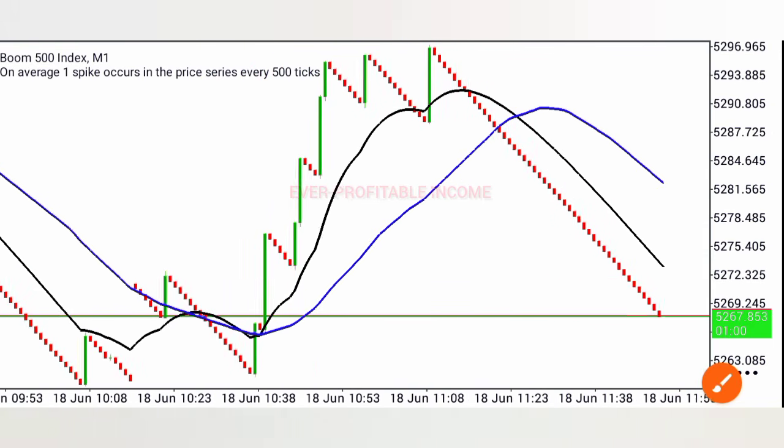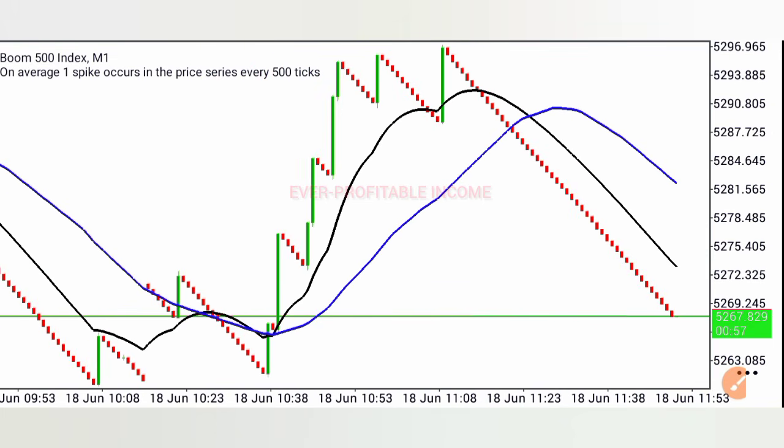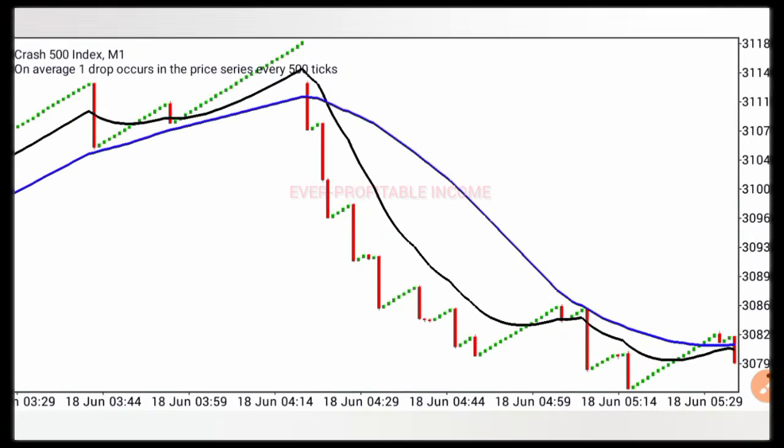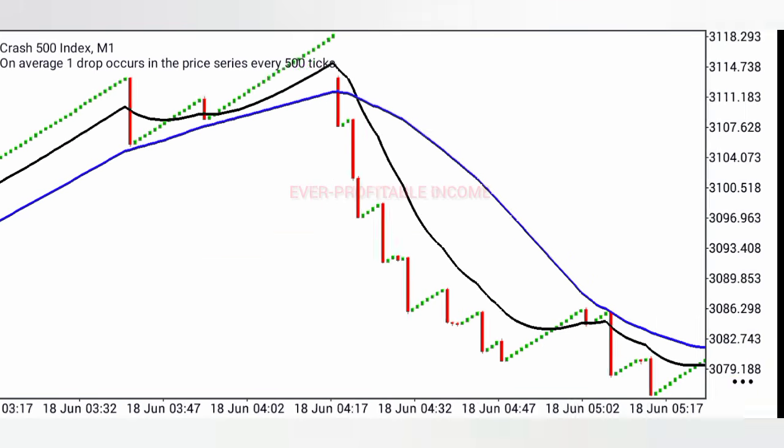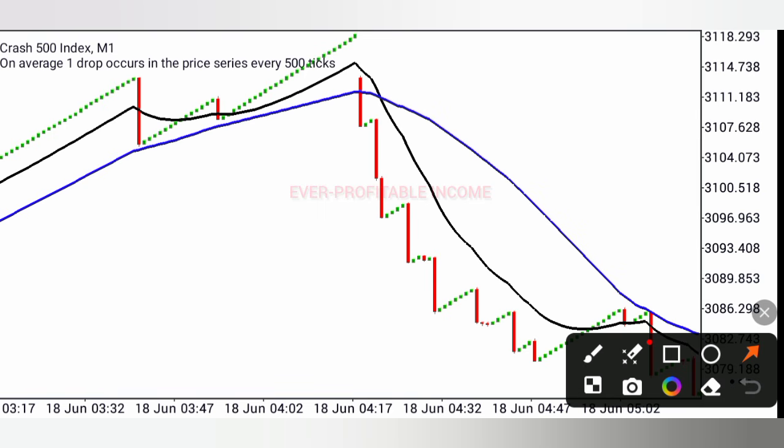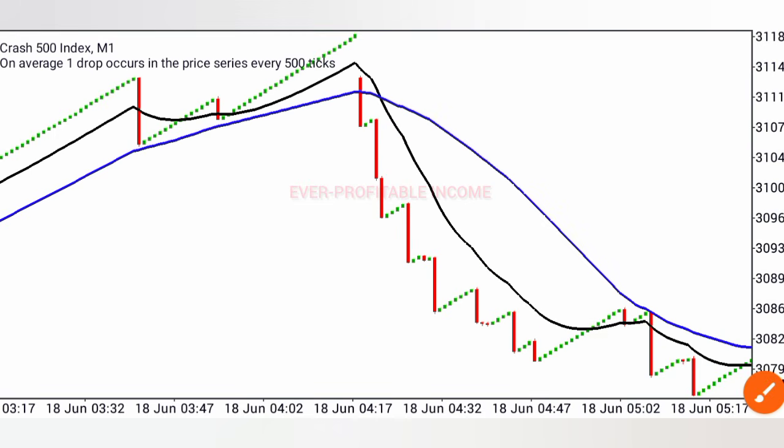Once you go over to your chart and check it out, it can also be used on crash. Let's check out crash. So this is Crash 500, and you can see what we explained on boom. You can see that nice interception right there, and what followed was a spike all the way down. This strategy works perfectly for all the boom and crash, be it Boom 500, Boom 1000, 300, any one.